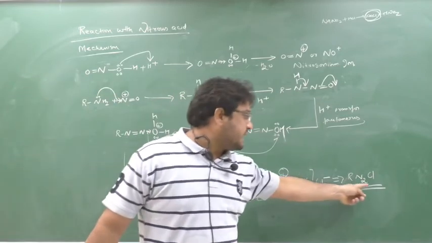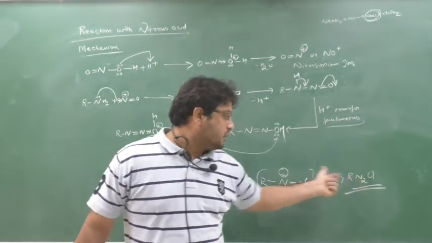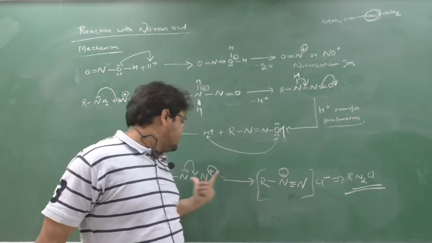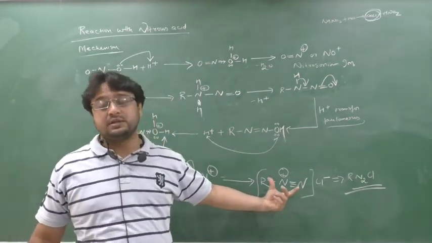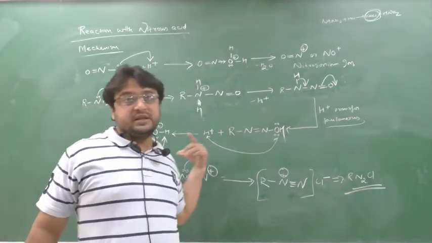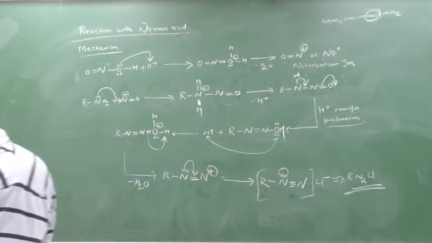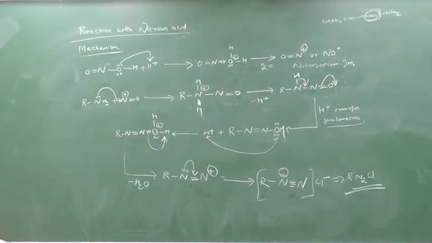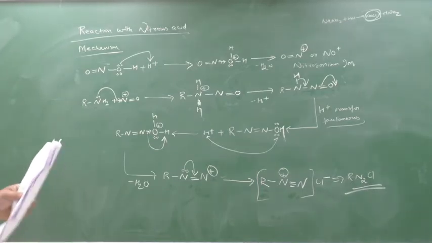Clear? So in RN2, nitrogen-nitrogen, there is a triple bond. Please remember this is the cation, not this is the cation. This is the cation because it has been asked in the MCQ. Because this cation is more stable than this, that's why I have to generate this ion. Clear? So next we are going to see the 1 degree, 2 degree and 3 degree amine test.